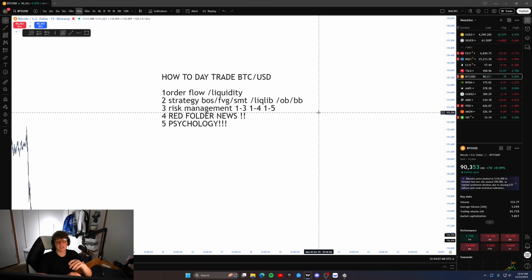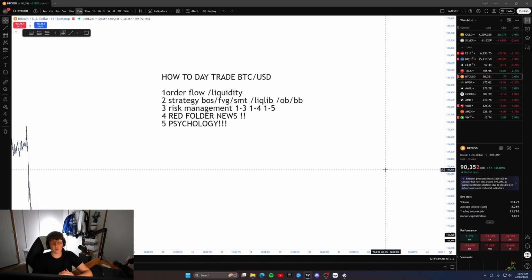Red folder news. There is news that comes into the markets. We have CPI news data, major crypto news. What I mean by that is right here. There's always a tool on TradingView, and it always shows you the up-to-date news that's going on. You can also use Forex Factory to check out your news, because they both go hand in hand.